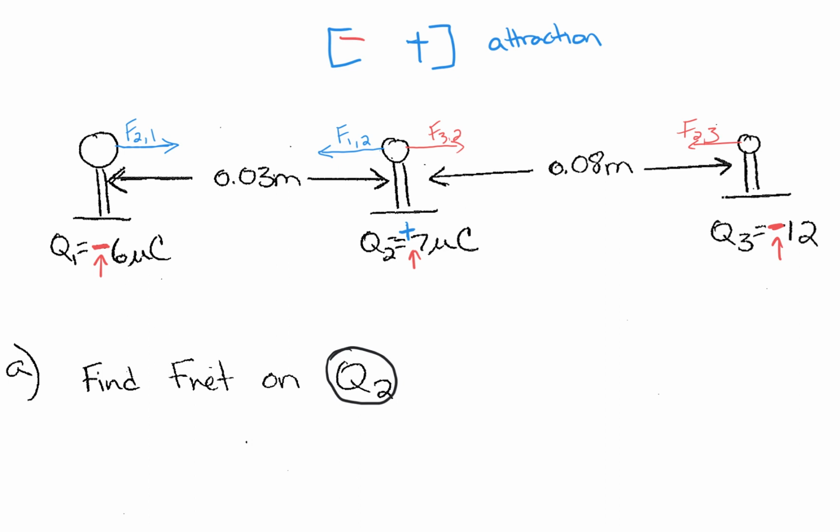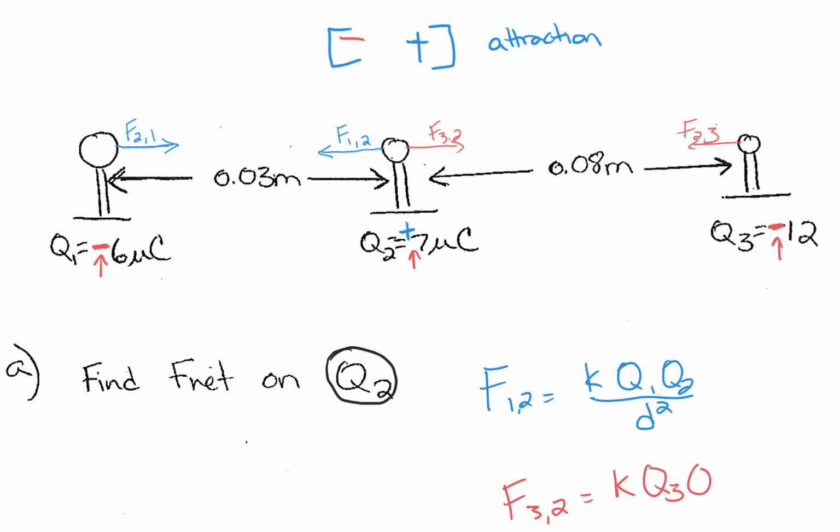And since that's what it's asking you to find, now what you would do is go in and calculate force 1,2 using K, Q1, Q2 over the distance of separation between 1 and 2. You'd then do a separate calculation, force 3,2, the constant K, Q3, Q2 over the distance in that picture. Now, quick reminder, you would use the absolute value for all of your charges.